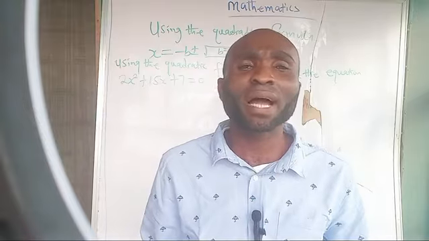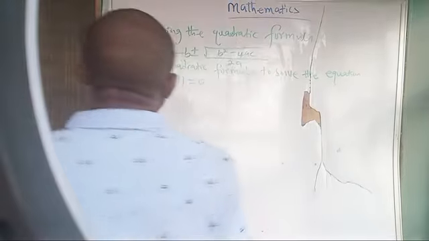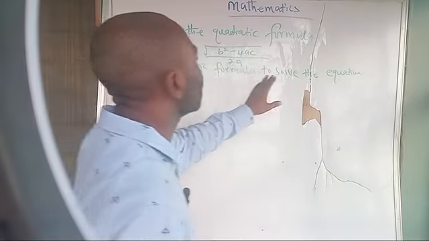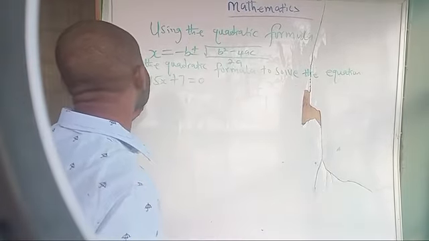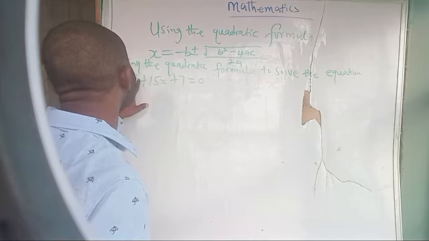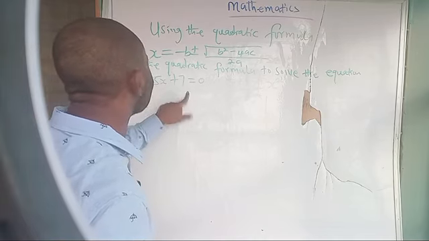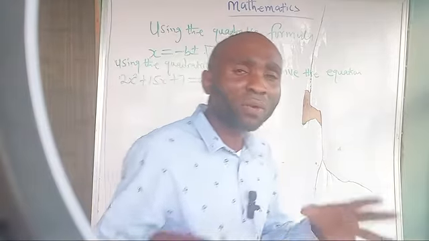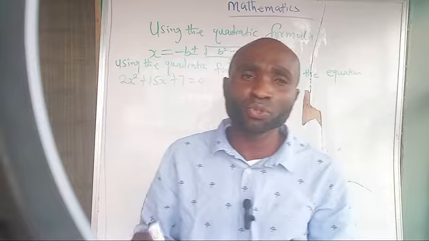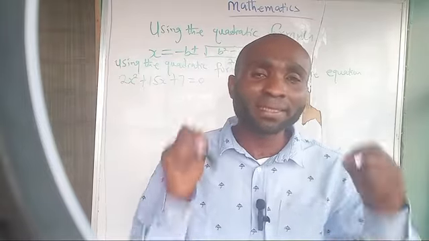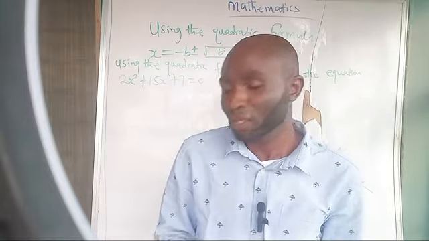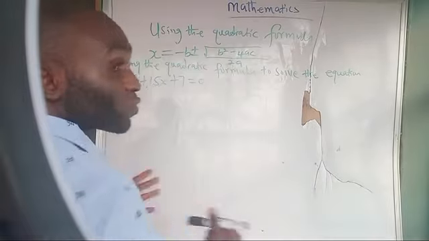So guys, this is a question here. Using the quadratic formula to solve the equation 2x squared plus 15x plus 7 is equal to 0. The question says we should use the quadratic formula instead of stressing ourselves. So guys, this is the way to solve it.